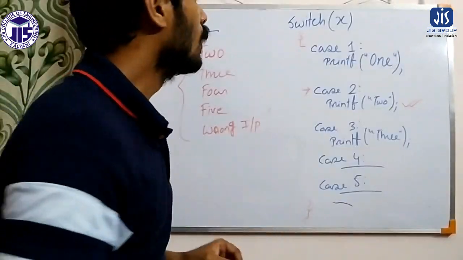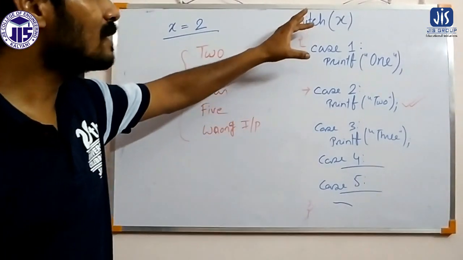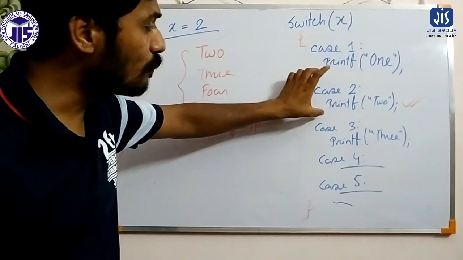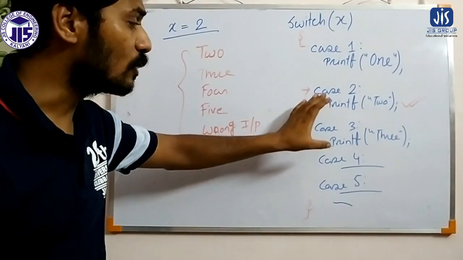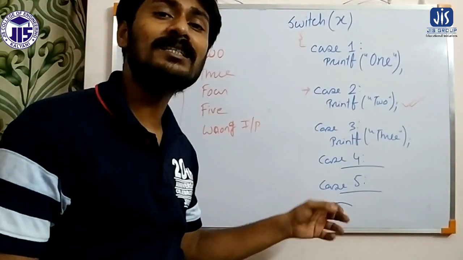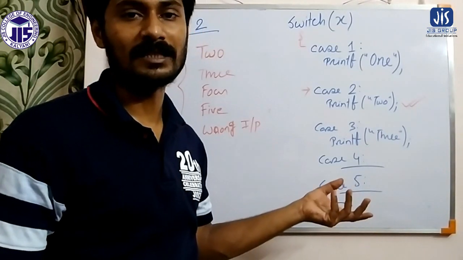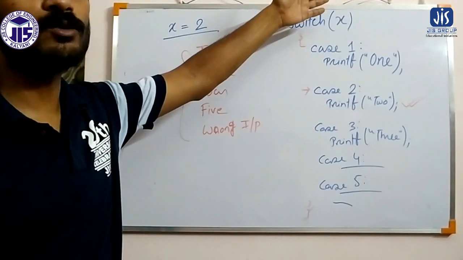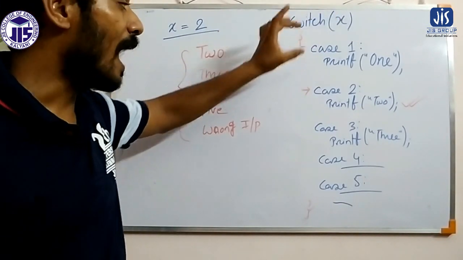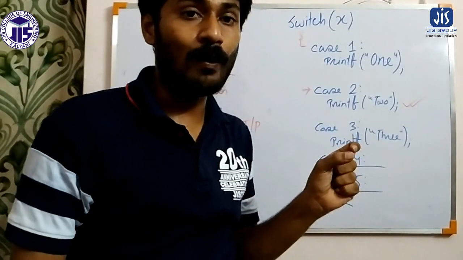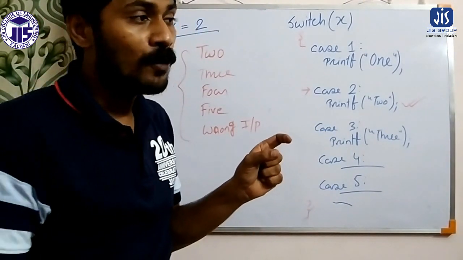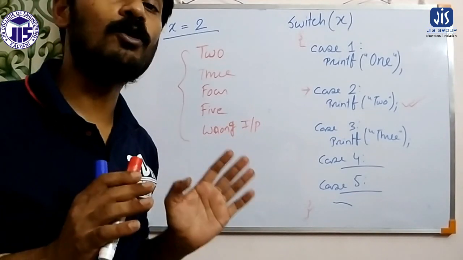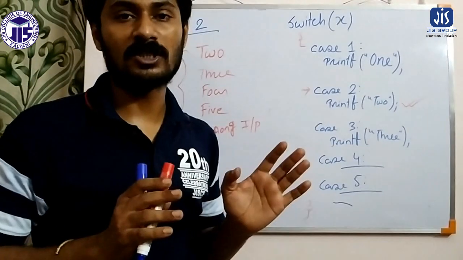Because I have said, once it comes to a particular case, then from that case it will execute all the cases sequentially. It cannot skip the following cases. Okay. The previous cases it can skip, because there is no match. And once it finds a match, from there onwards it will execute all the statements sequentially. That is the rule of the switch statement.